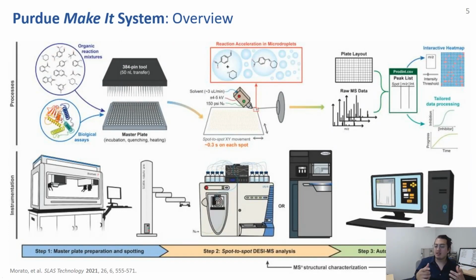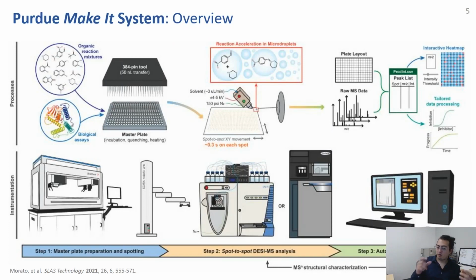This DESI plate is just a glass slide coated with a PTFE membrane, which is what you see, that white rectangle with some dots in the middle of the screen. And in this DESI plate, we can spot, using the pin tool, up to 16 different 384 well plates or replicates of the same one, making high density arrays with 6,144 samples per plate, or any multiples of 384 that you want. You don't have to put 6,000 if you don't want to.